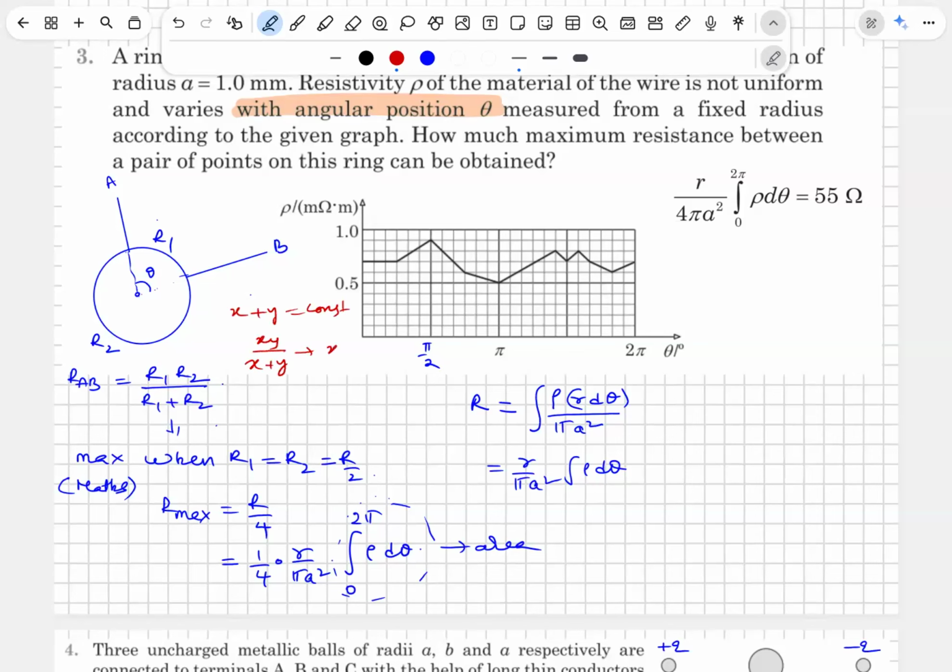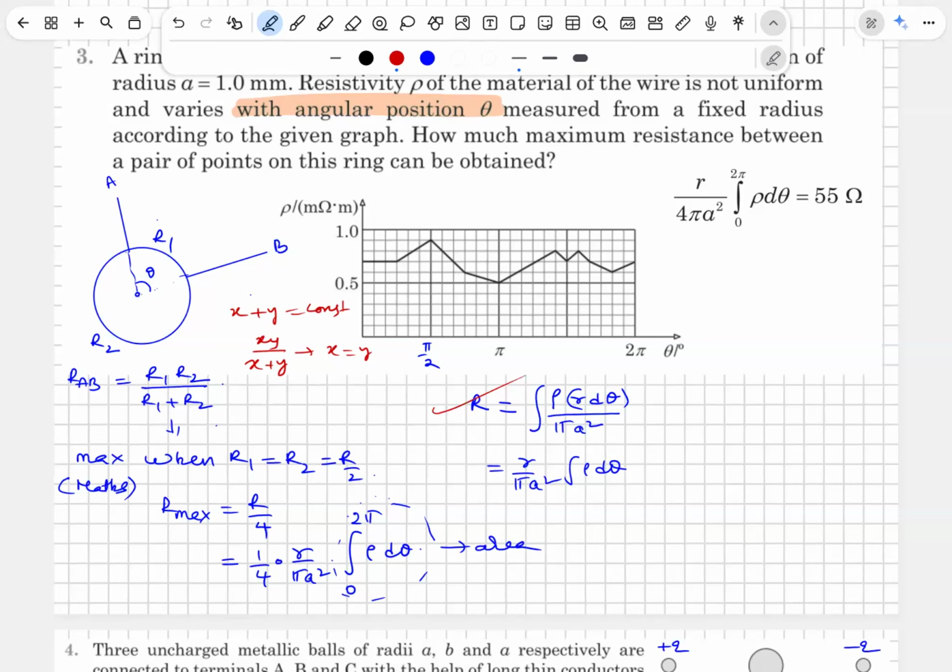Tell me, when is this possible? X is equal to Y. You know this in mathematics. I have done the same. R1 is equal to R2, and that is half the resistance, R by 2. So what is R max? R by 4, obviously, because R by 2 in parallel combination. R by 4. Right.